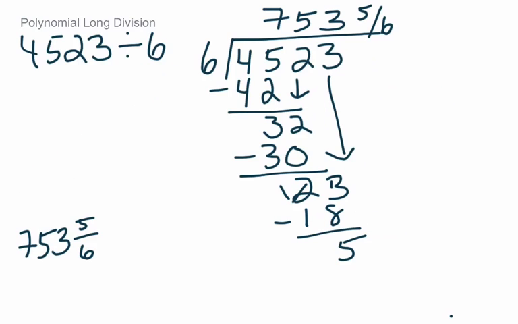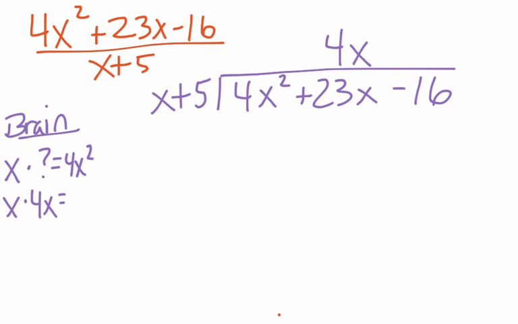In this problem, once we had our quotient here, we did 7 times 6. So we took what was up here and we multiplied it by what was over here. And then we wrote the answer down below. I'm going to do the same thing here. We're going to do 4x times x, which will give us 4x squared. And now we're going to deal with the 5. So we're going to do 4x times 5, which gives us 20x.